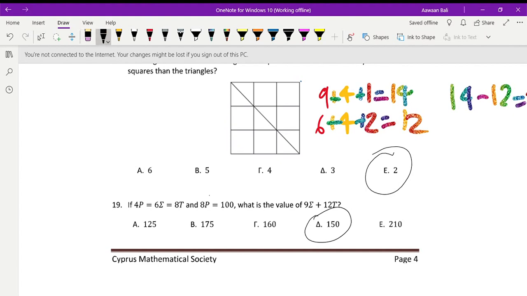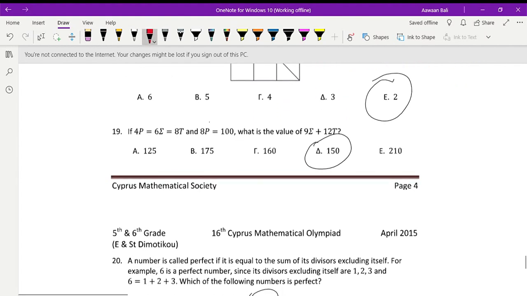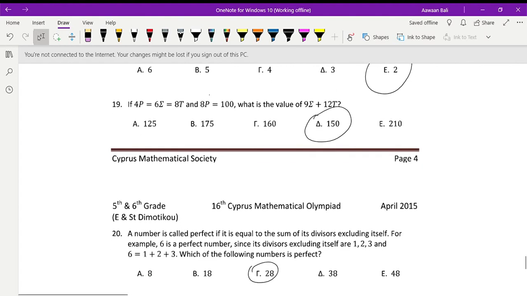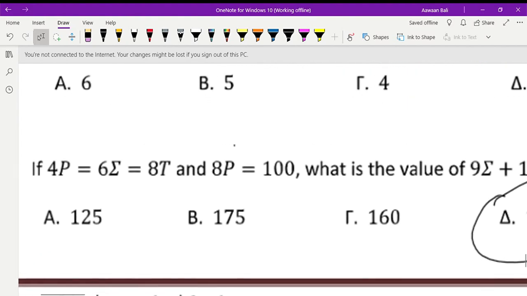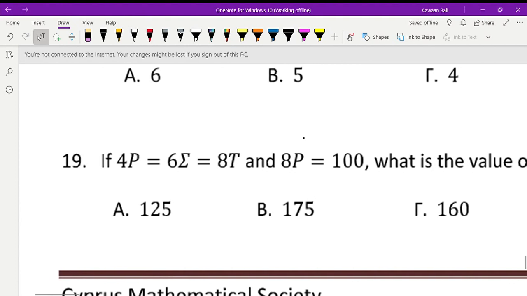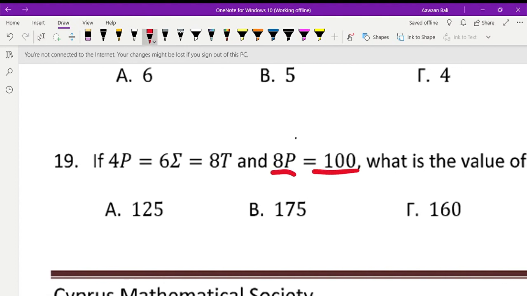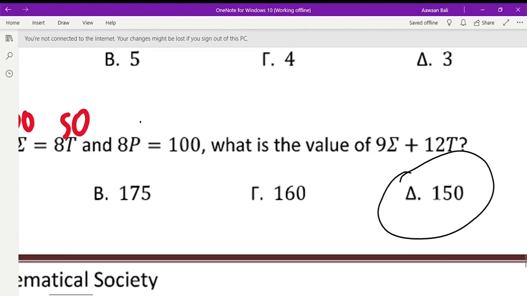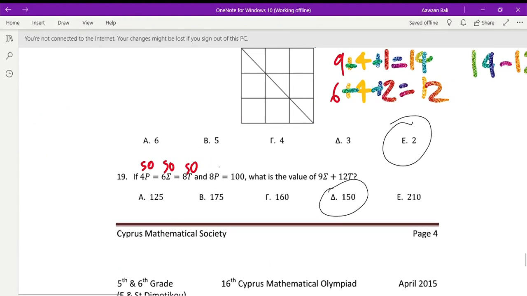Now, question number 19. If 4p is equal to 6s is equal to 8t and 8p is equal to 100, what is the value of 9s plus 12t? Okay, so we have 8p is equal to 100. So 4p, which is half of 8p, since 8 divided by 2 is 4, is 50. So we know this is 50, this is 50, this is 50. Now it's asking the value of 9s plus 12t.